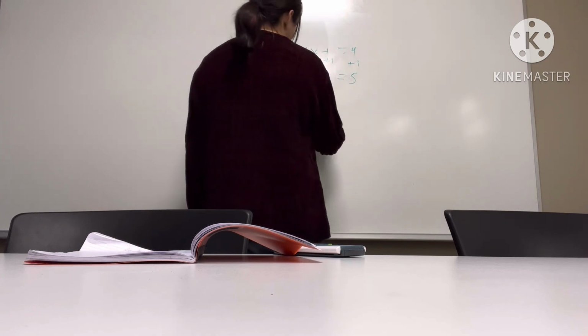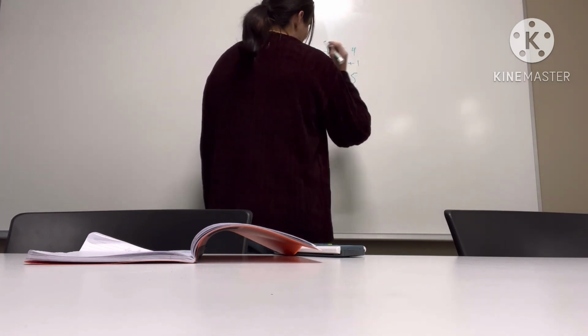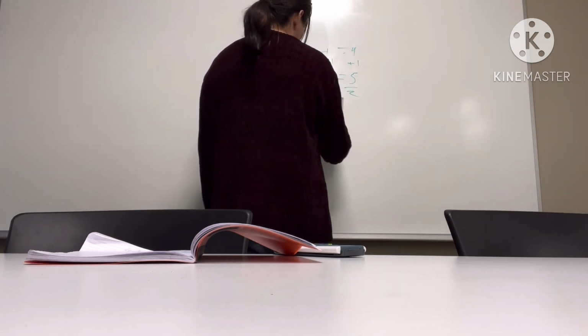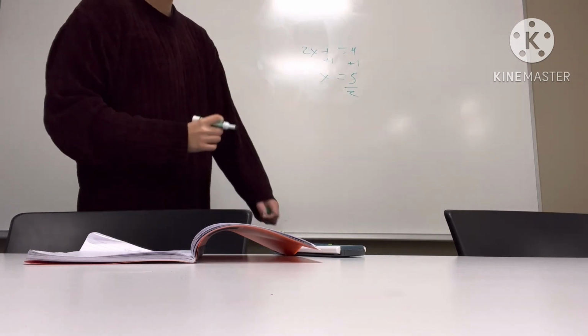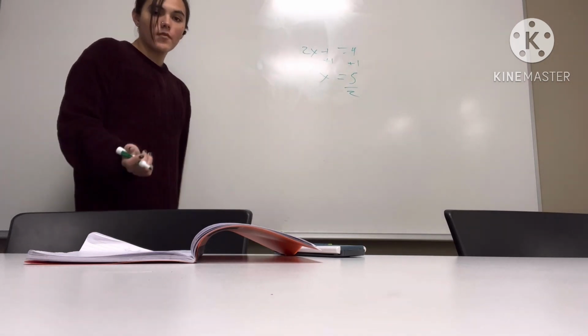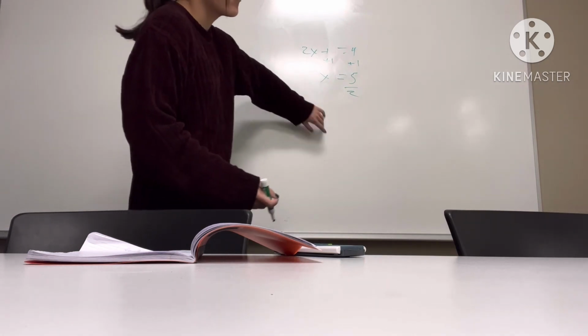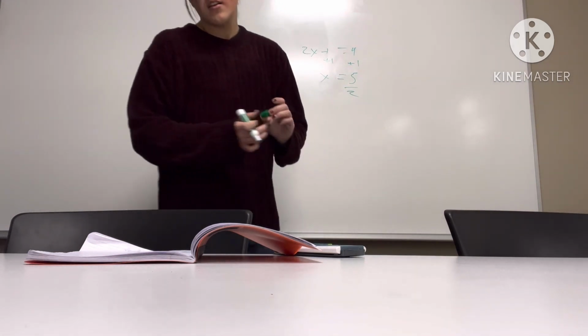What do you want to do? Get rid of this 2. 5 over 2 equals x. That's going to be the answer they want. 5 over 2. Very simple.